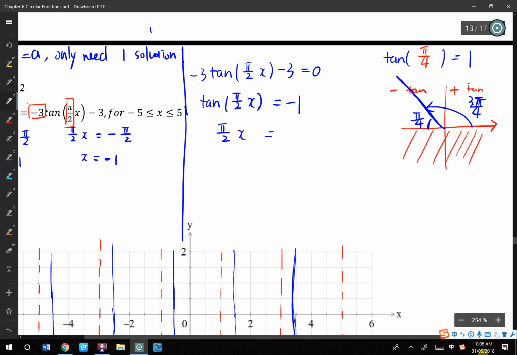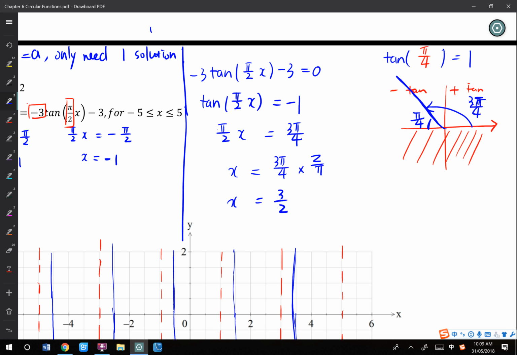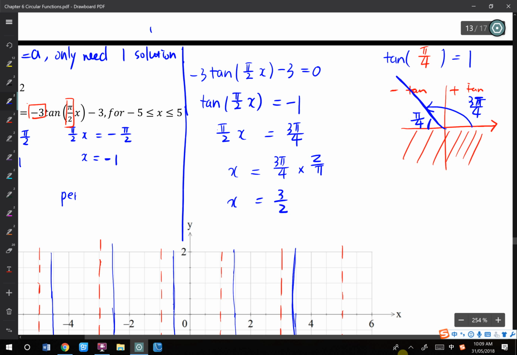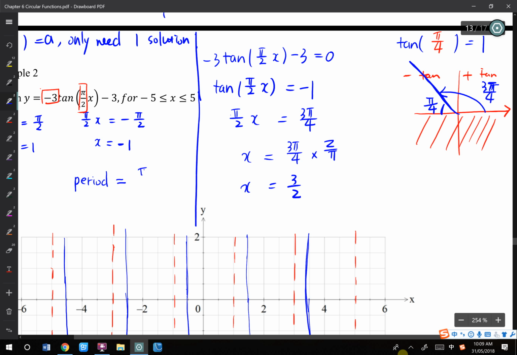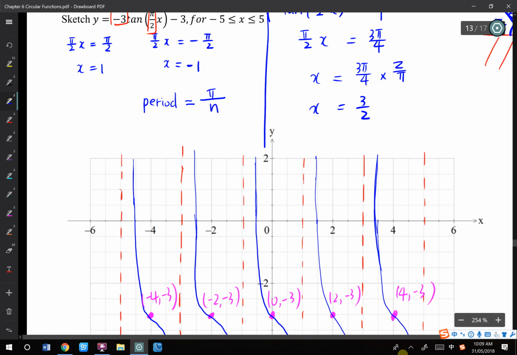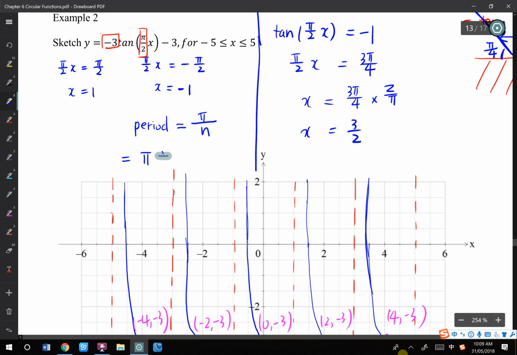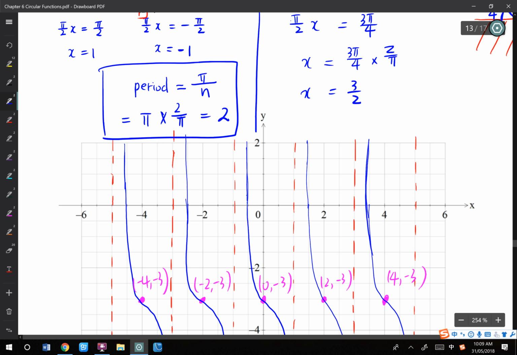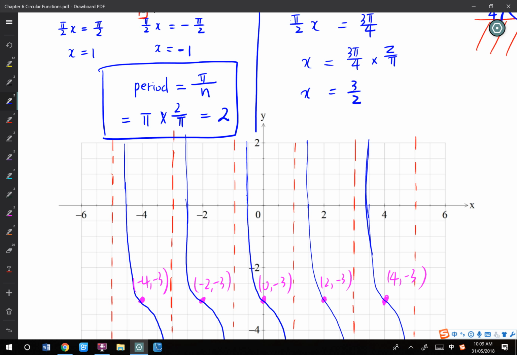So πx/2 equals 3π/4. That's the first solution. So x equals 3π/4 times 2/π. x is 3/2. Also, I know the tangent period equals π/n. So for this one, that equals π times 2/π, which is 2. So the period equals 2. Also, you can see from the graph, π/n is the period for tangent. 2π/n is the period for sine and cosine, which is different.